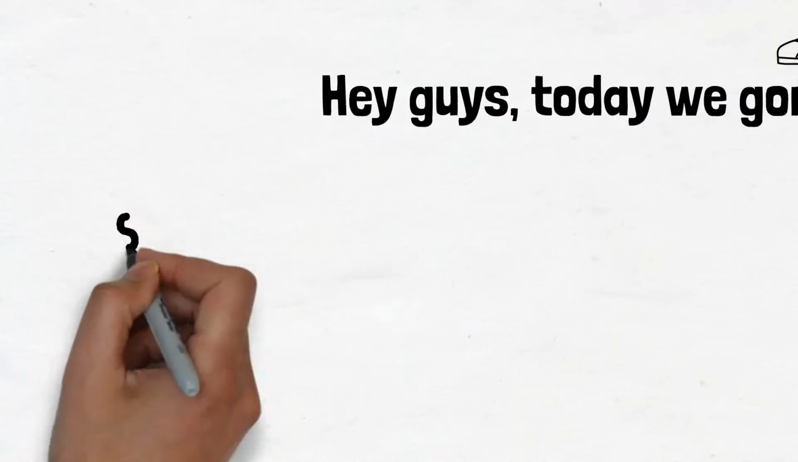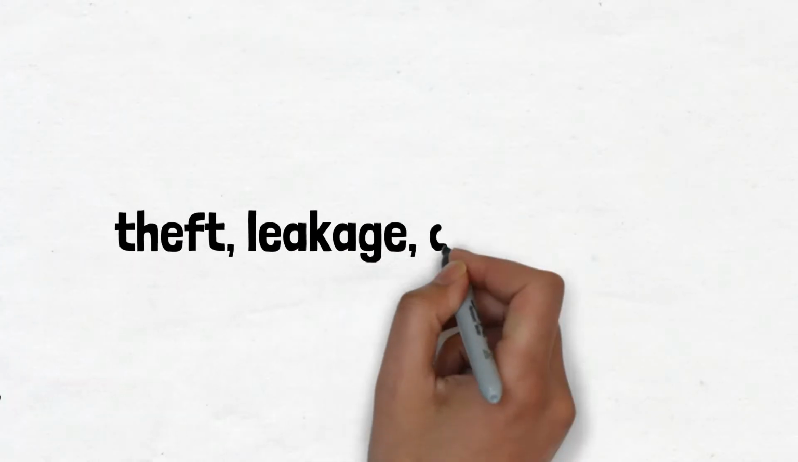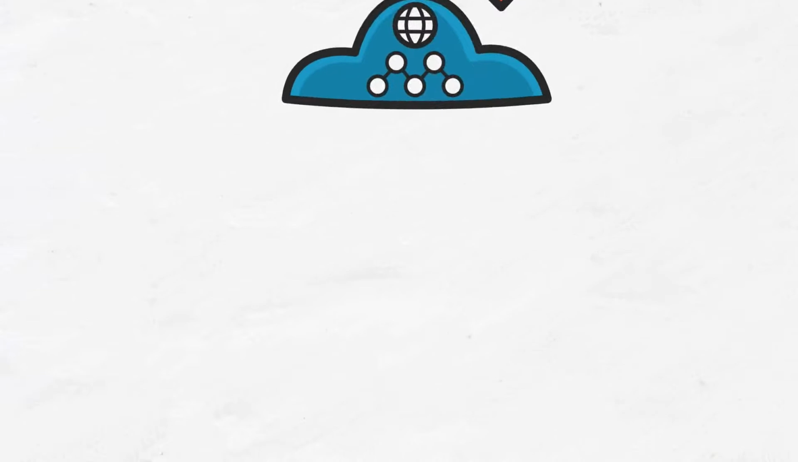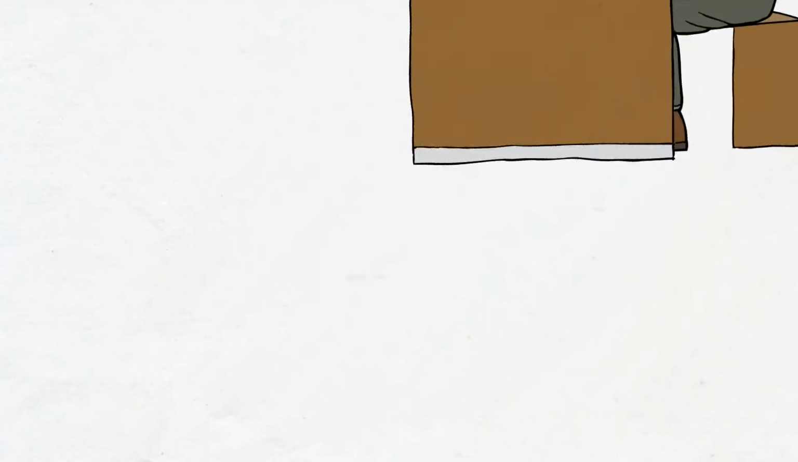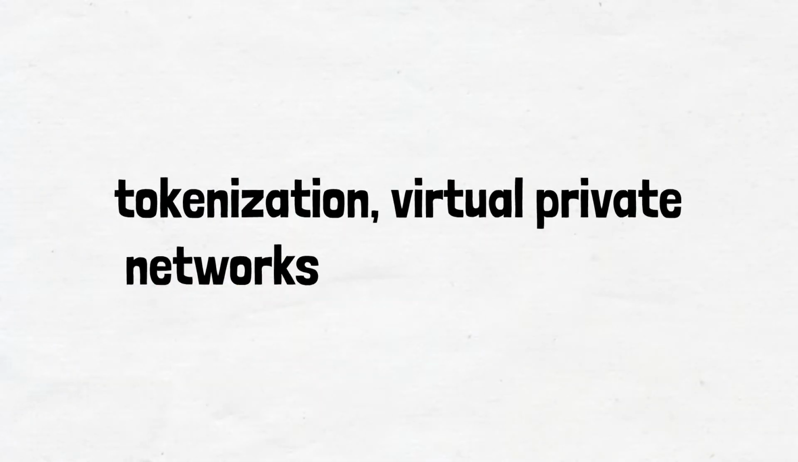So, what is cloud security? It is the protection of data stored online via cloud computing platforms from theft, leakage, and deletion. Methods of providing cloud security include firewalls, penetration testing, obfuscation, tokenization, virtual private networks, and avoiding public internet connections.